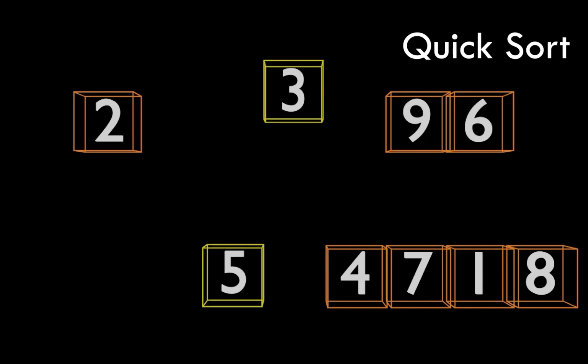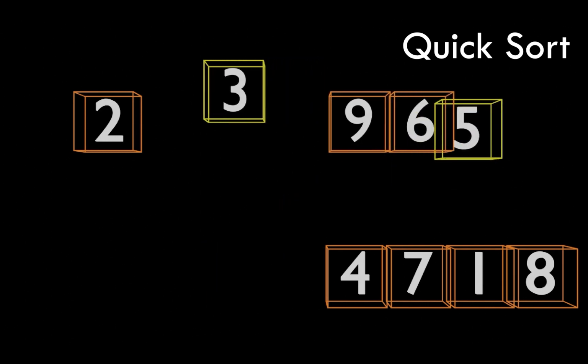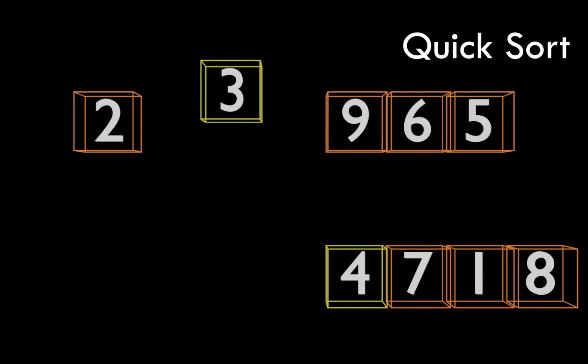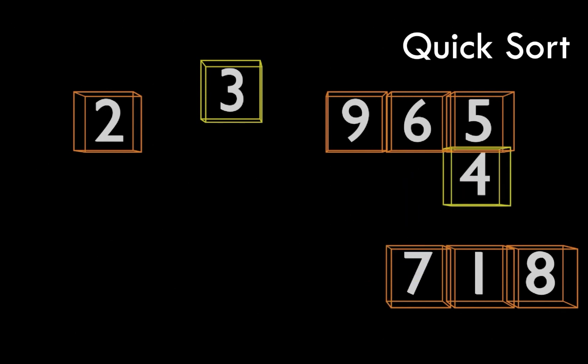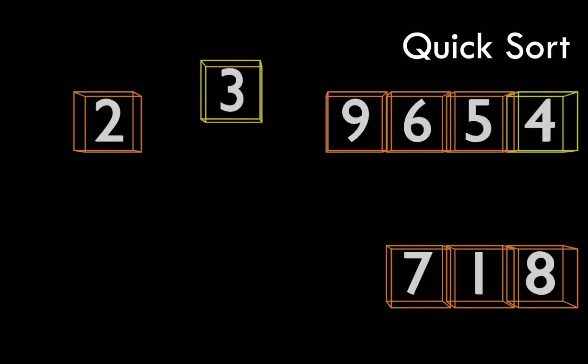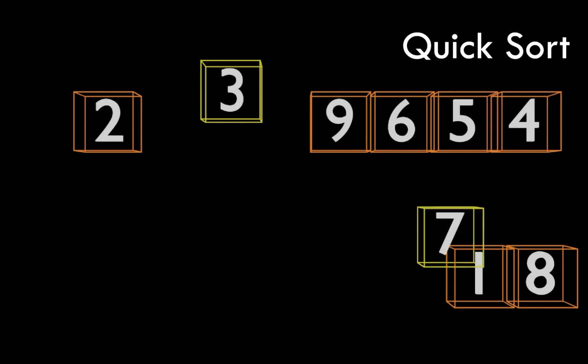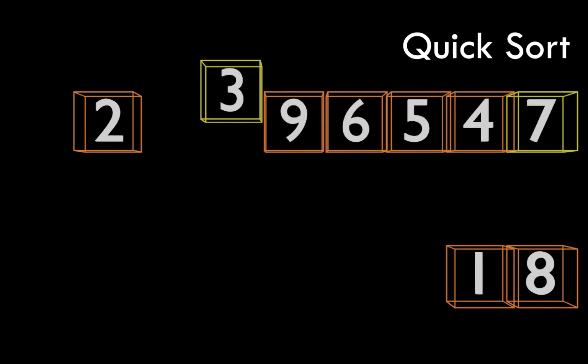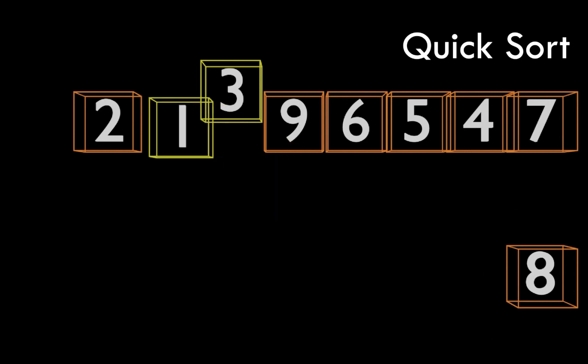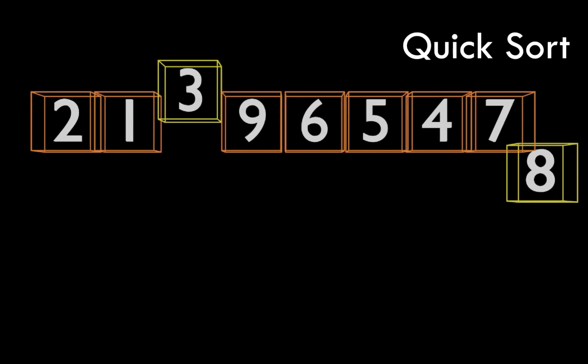And notice there's no order to where we place it when we're putting it into sublists. 4 is greater than 3, so it goes on the right hand side. 7 is also greater than 3, right hand side. 1 is less than 3, so it goes on the left hand side. And then 8 finally goes on the right hand side. So that's the algorithm in its first iteration.